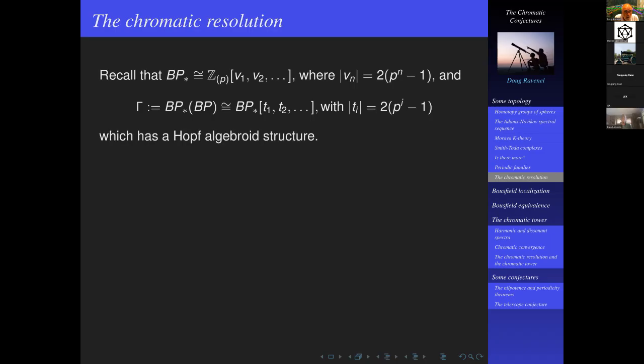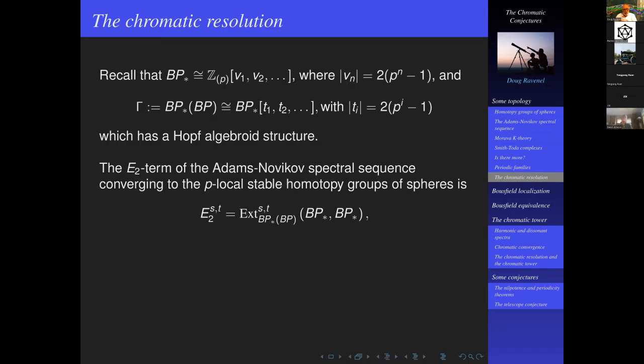Now, I'm going to say a little bit more about what goes on in that chromatic spectral sequence that I mentioned. There's something called BP lower star BP, which is the analog of the dual Steenrod algebra in this game. And it has an algebraic structure called a Hopf algebroid. And again, I don't have time to go into that here, but it's all written down in the green book. And the Adams-Novikov E2 term is an Ext group defined in terms of this gadget.